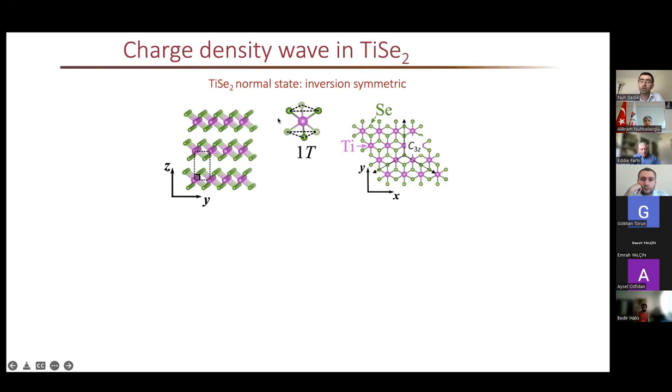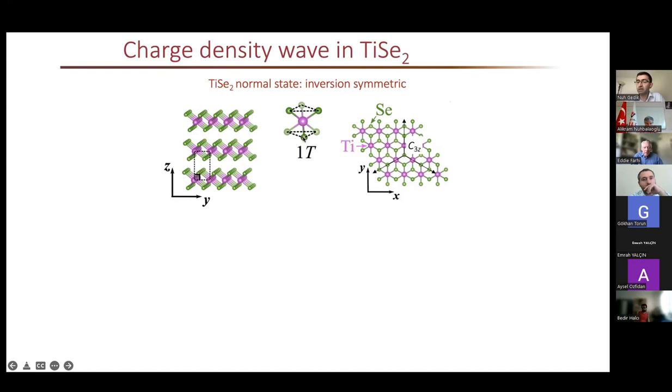It's a layered material. Now, the green ones are selenium. This magenta thing is titanium. Now, if you look at high temperature, above the charge density wave transition, you can see that this titanium is an inversion center. This is an inversion symmetric structure. So because inversion symmetry is preserved, it's not chiral at high temperatures, okay?